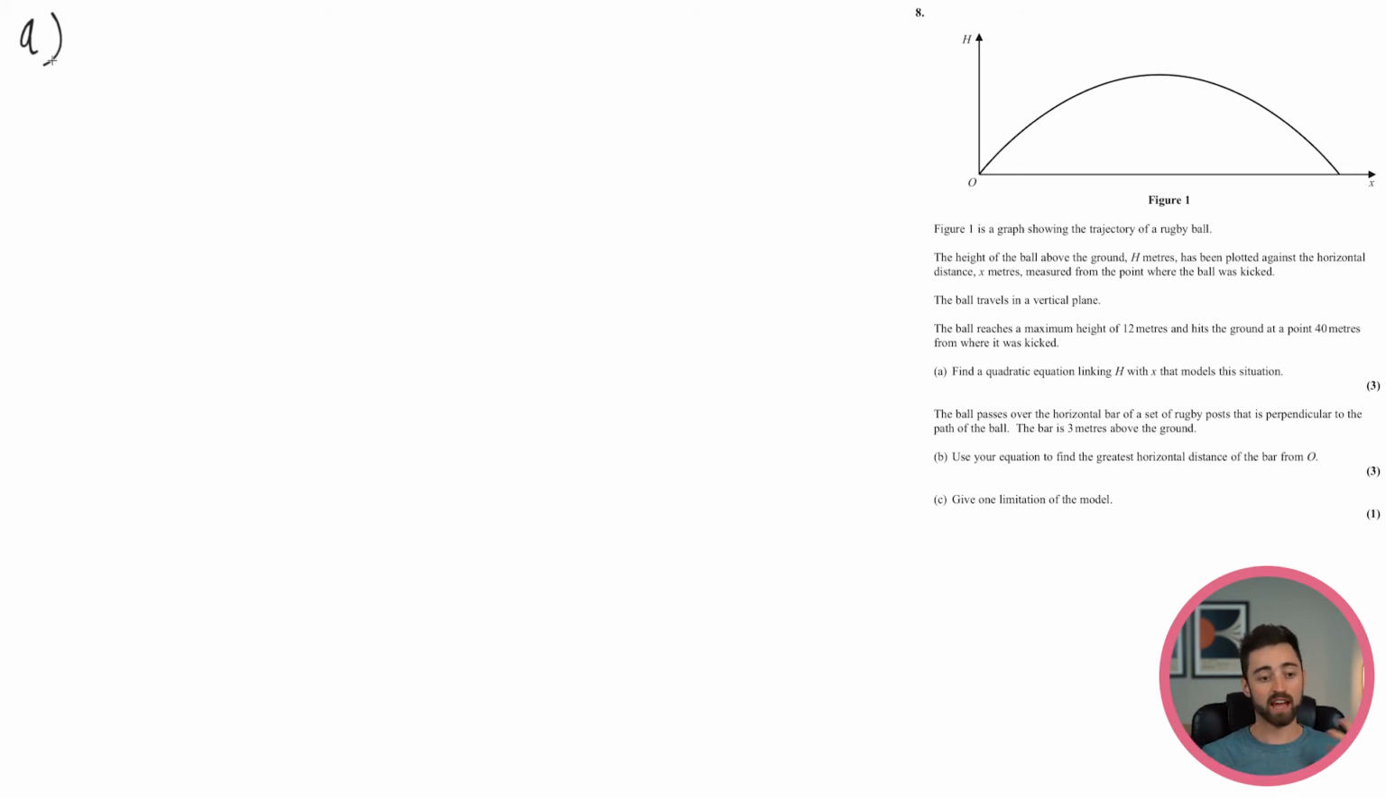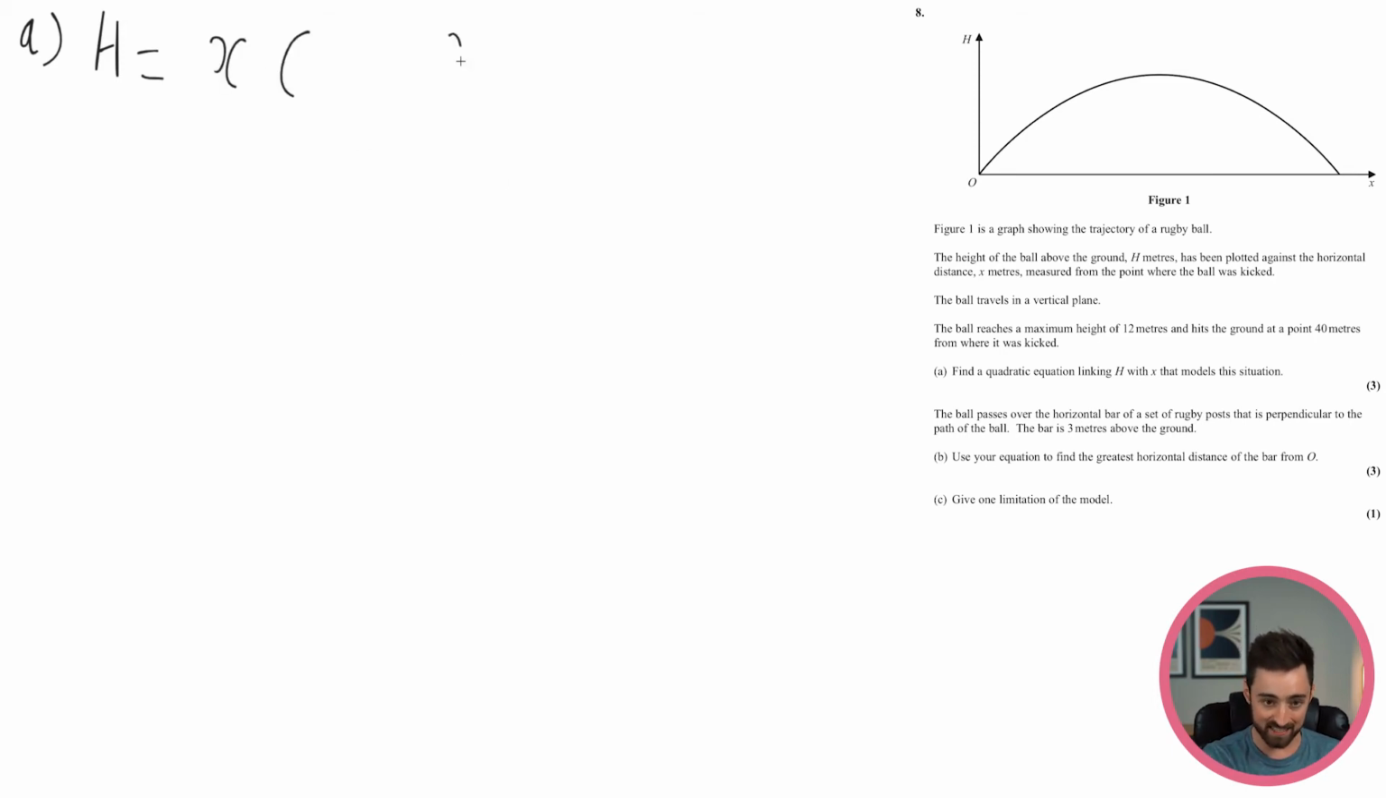So then we just need to know, okay, well, how do quadratics behave? What terms am I going to have? And how can I use the information that's given to me to get these terms? Okay, so the first couple of pieces of information I'm going to use is where it hits the x-axis. We can see that it hits the origin, and we can see that it hits at 40. What does that mean? That means that when x equals 0, h must equal 0. That must mean that x must be a factor here.